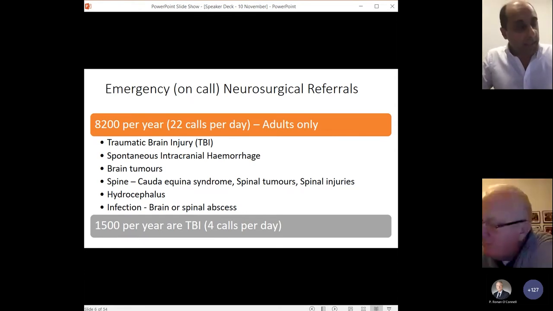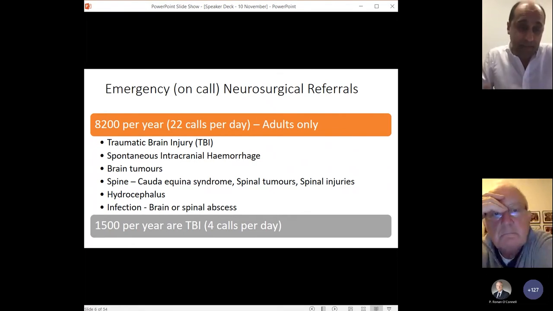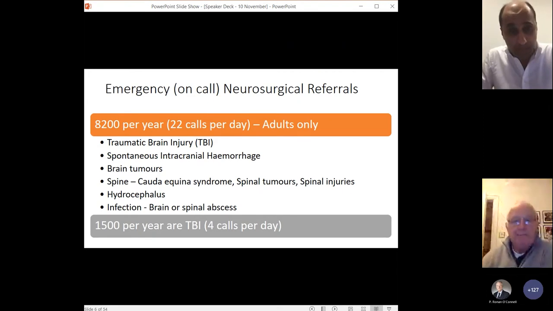Then if you look at trauma as part of a neurosurgical center's work, overall, for all types of emergency on-call neurosurgical referrals, we receive 8,200 or thereabouts phone calls per year. So the phone that our registrar carries receives about 20 to 23 calls per day, as in new referrals. And that's adults only, it doesn't include the pediatrics.